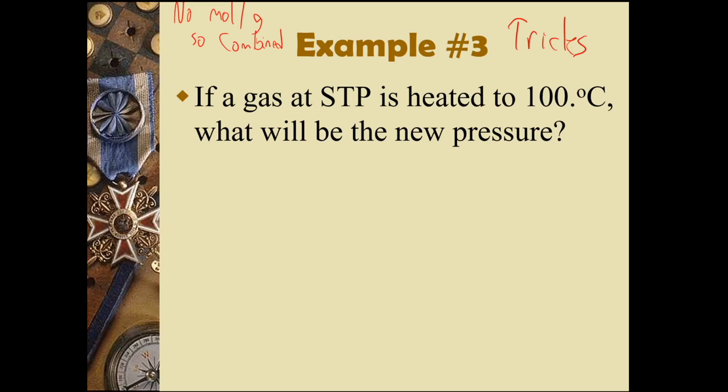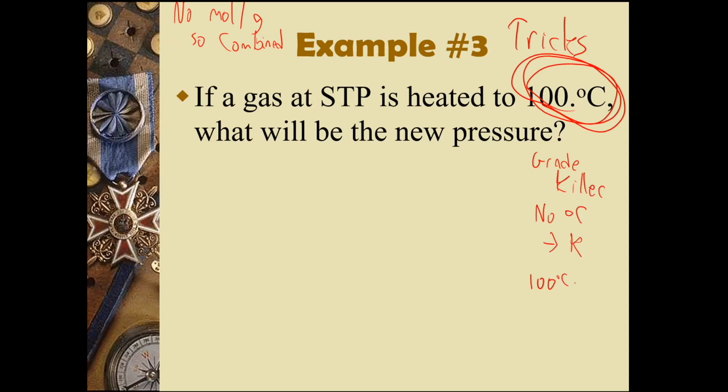So let's take a look at some of our tricks. There's actually 3 tricks here. Trick number 1 is the grade killer. Celsius is the grade killer, because you think Celsius will work, but it will not. You need to change this to Kelvin. So no Celsius, you need to make it into Kelvin. I'm going to take my 100 Celsius, and all I have to do is add 273, and that'll give me my Kelvin, my 373 Kelvin. So this is the temperature I'm going to use.